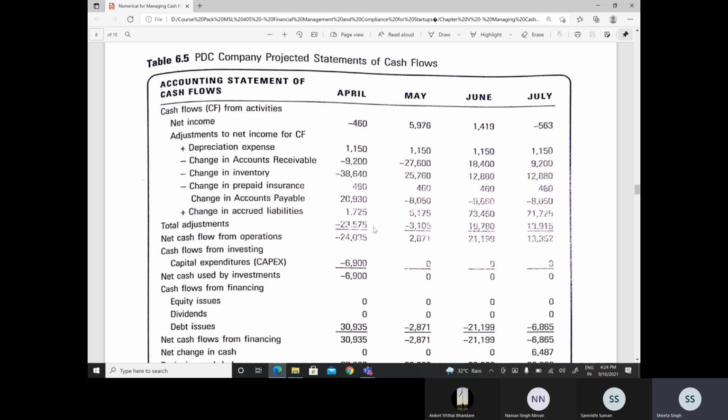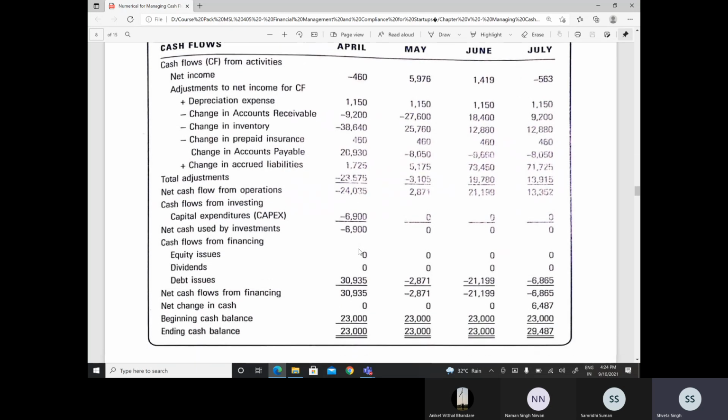$23,575 from cash flows. So the net cash flow from operation is minus 24,035. That is this minus 23,575 added to the loss that we have incurred.